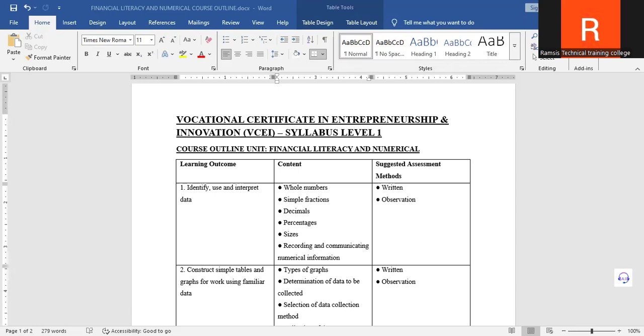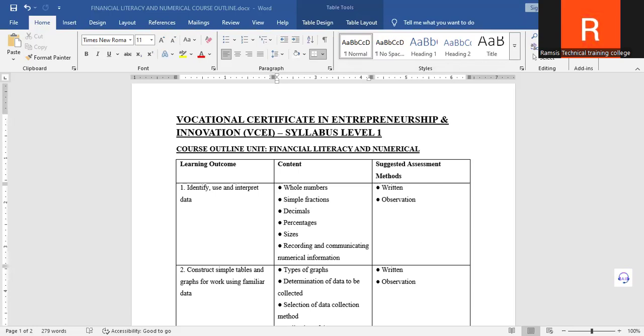So the first topic will be identifying whole numbers, simple fractions, and how to use them, the decimals, the percentages, sizes, recording and communicating numerical information. The second topic will be construct simple tables and graphs for work using familiar data.